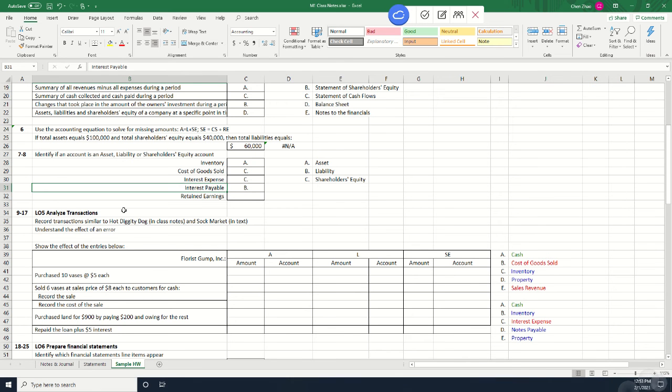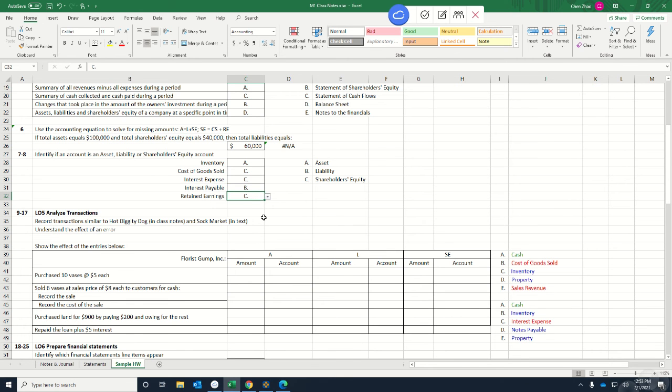Okay. The last one is simple. What is retained earnings? What is that? Shareholders' equity, right? So shareholders' equity.